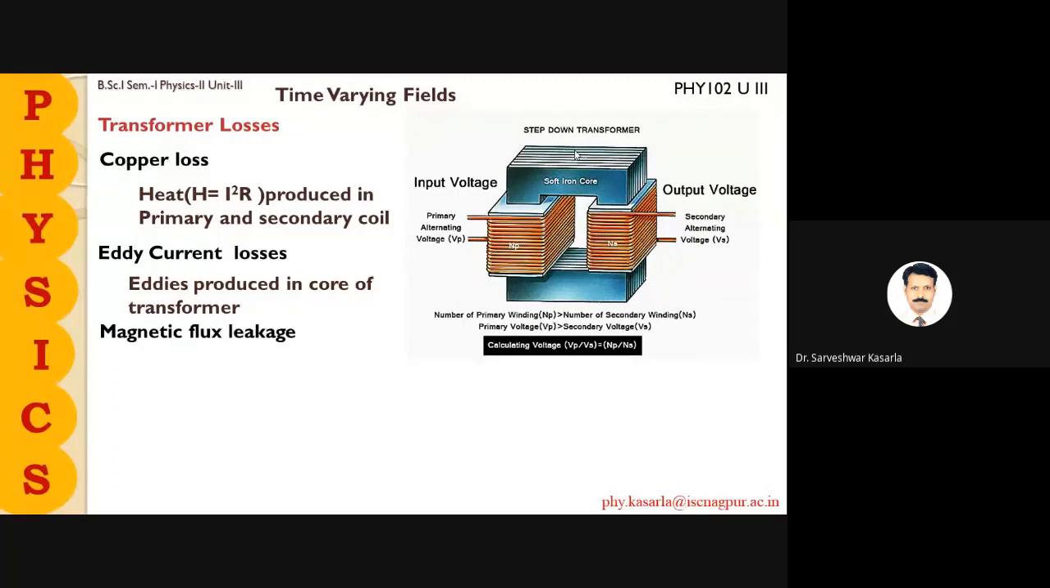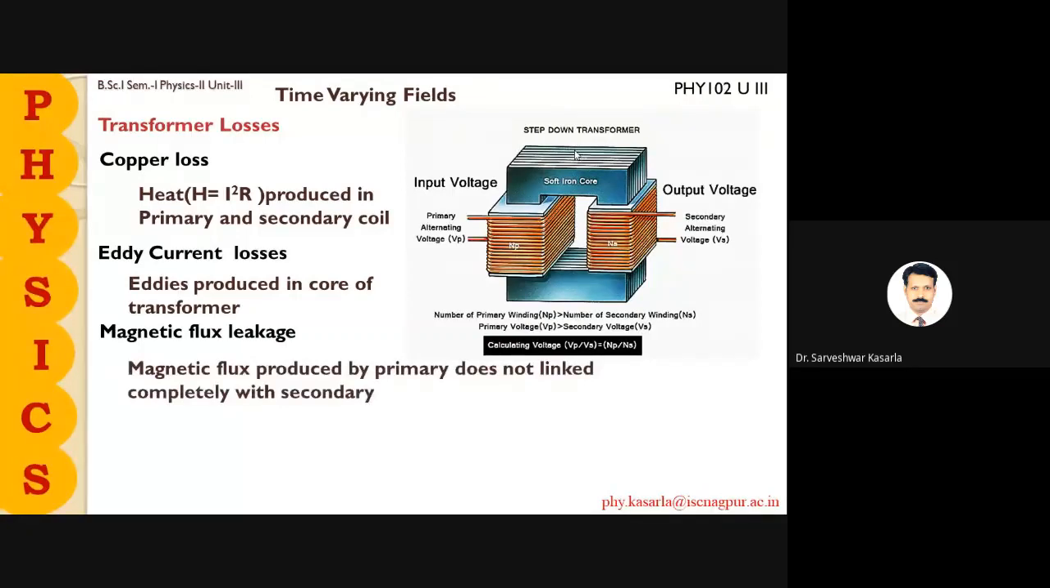Magnetic flux leakage. We know that in the concept of mutual induction, the flux produced by the primary is linked with the secondary. But even though the arrangement is to link the same flux, there is some flux leakage, so not 100% of the flux produced in the primary is linked with the secondary. So that magnetic flux leakage may produce some loss.